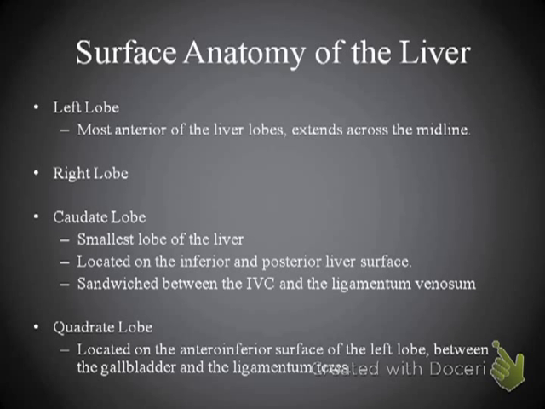The caudate lobe is the smallest lobe of the liver, located on the inferior and posterior liver surface, and sandwiched between the inferior vena cava and the ligamentum venosum. Lastly is the quadrate lobe, which is located on the anterior-inferior surface of the left lobe, between the gallbladder and the ligamentum teres. And so this will all make more sense as we actually look at the images and move away from just words on a page.